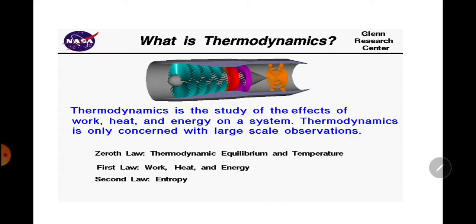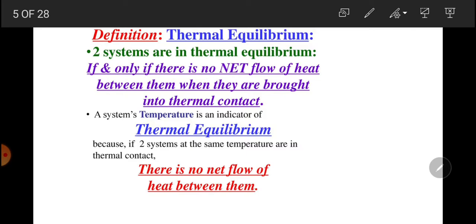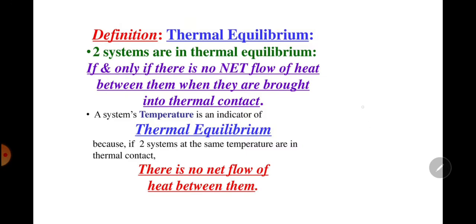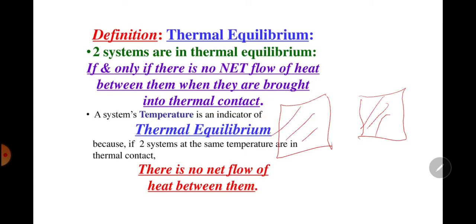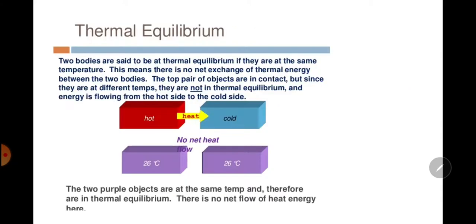First we studied thermodynamics. Thermodynamics is the branch of physics in which we study work, heat and energy on a system. Thermodynamics is only concerned with large scale observation. Thermal equilibrium: when two different bodies are at the same temperature. For example, we have two bodies, this one containing liquid, and this second body also containing liquid. If both are at 26 degrees Celsius, these two bodies are said to be in thermal equilibrium.